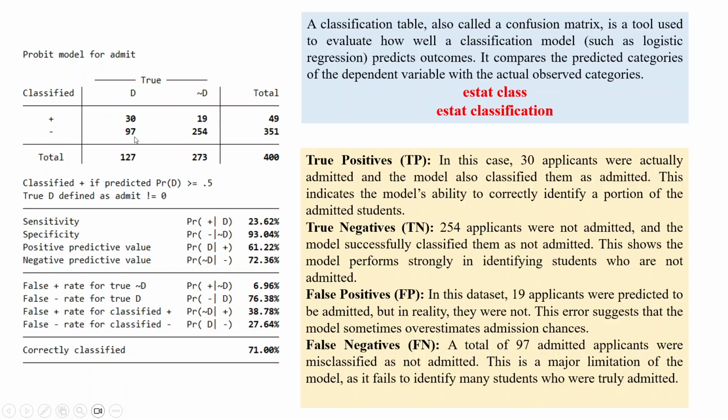False negatives. If I talk about 97, this one, they were admitted, but the model classified them as not admitted. A total of 97 admitted applicants were misclassified as not admitted. This is a major limitation of the model as it fails to identify many students who were truly admitted.